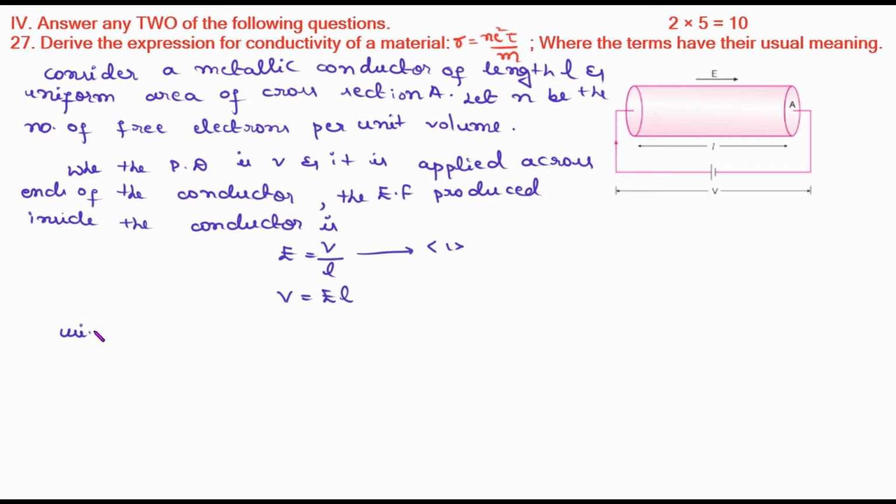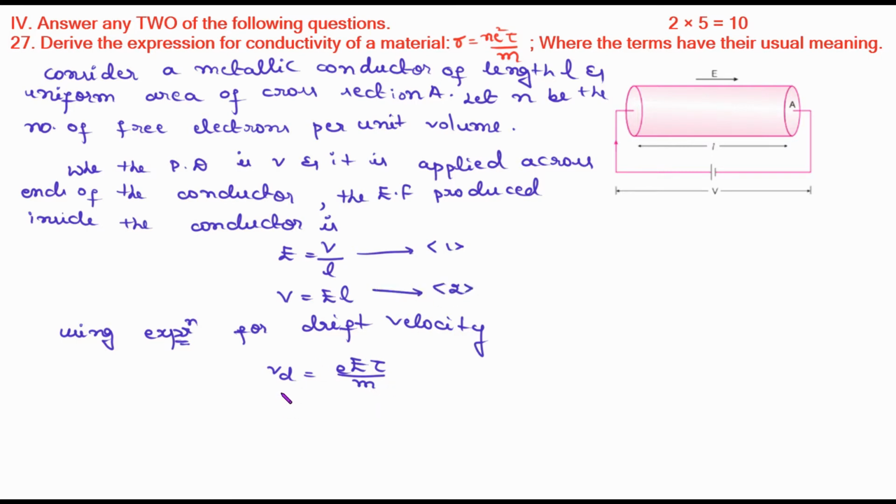Next, using the expression for drift velocity, which we already know. We are using that equation directly: VD is equal to E tau divided by M. You should remember this. Drift velocity VD is equal to E tau by M. This is the second equation. This is the third equation. Alright.